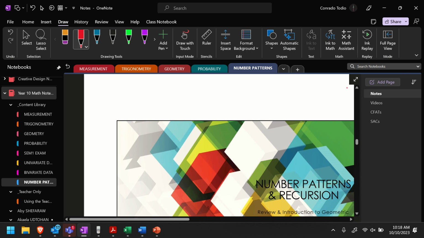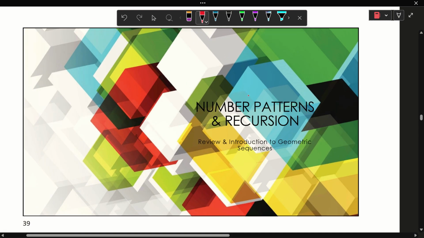Right, let's do this. So the next part of number patterns is now geometric. We've learned about arithmetic, yeah? We all know what arithmetic is. Chris, can you tell me what's an arithmetic sequence? Pattern? Yeah, it's pattern. What's the pattern though? Adding and subtracting by what? The same number. That's an arithmetic sequence. You're adding or you're subtracting by the same number.